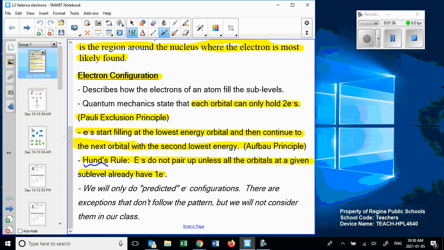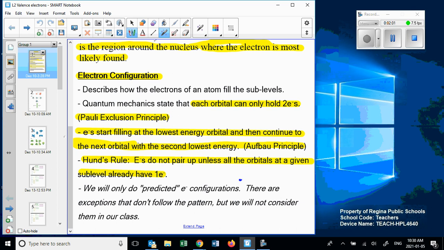Then Hund's rule: electrons don't pair up unless all the orbitals at a given sublevel already have one electron. Sort of like when we were doing the dots, single, single, single, single, and then double them up after. Singles first, then pair up after. Okay? I'll let those disappear.